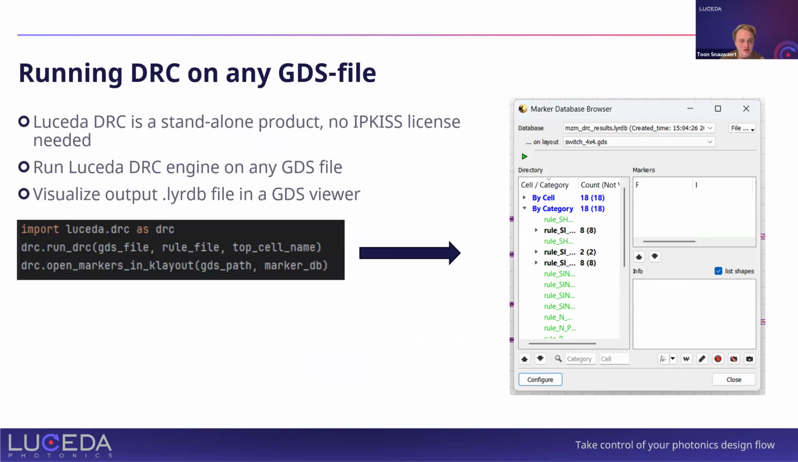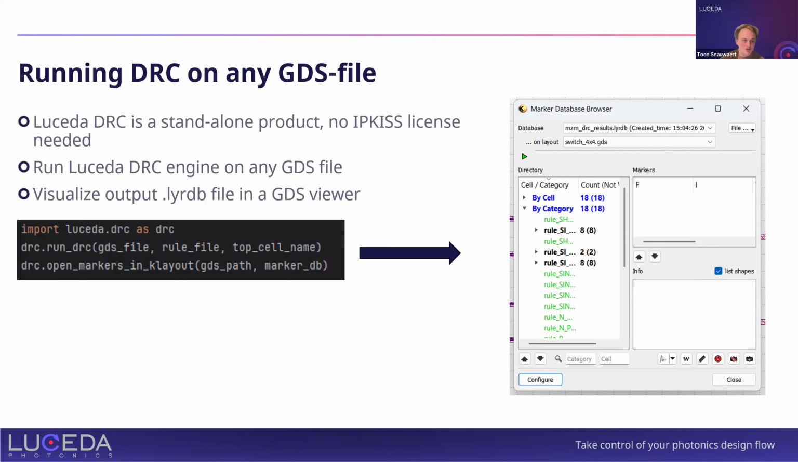We can run DRC on any GDS file. Luceda DRC is a standalone product, which means that you don't need an IPKISS license. You need a Luceda DRC license, and you can run it on any GDS file, also without an IPKISS license.